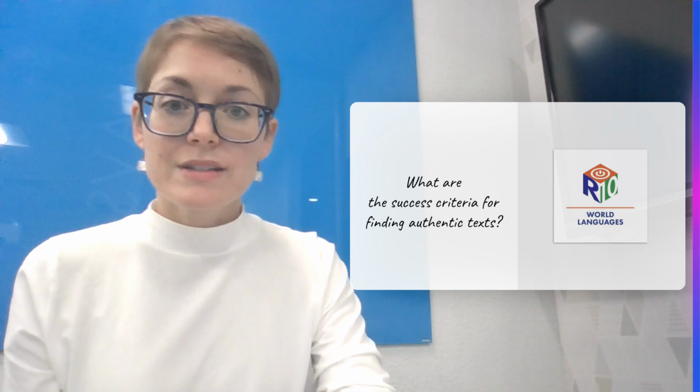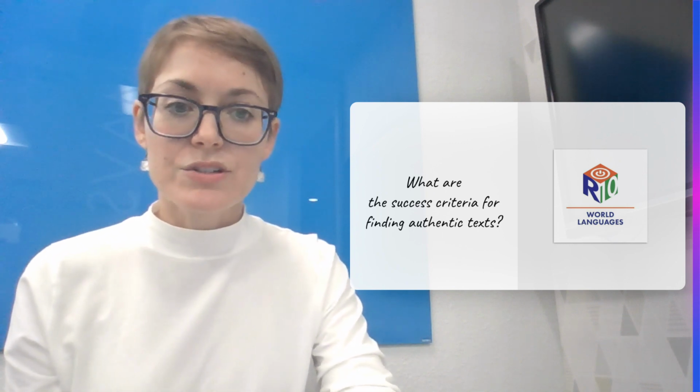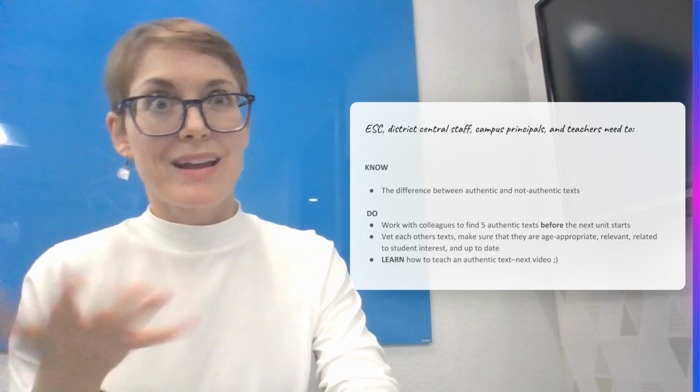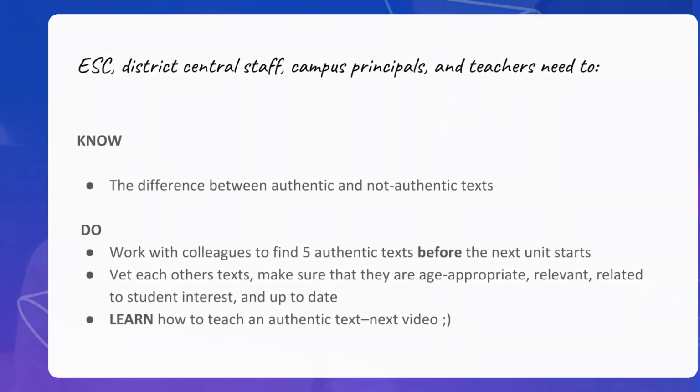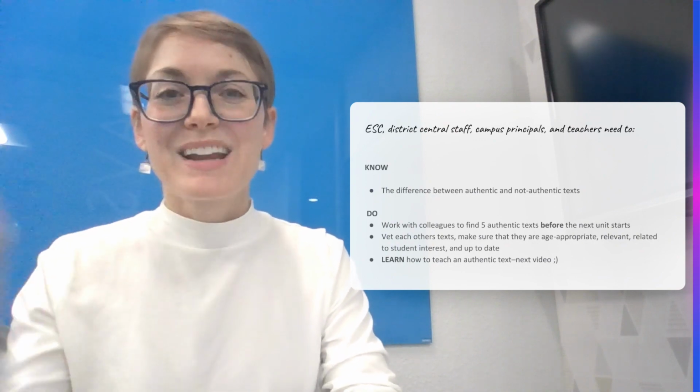So what are the success criteria for finding authentic texts? These are some good things to check if you're wondering how to know if you're doing this right. For your team, everybody needs to know the difference between an authentic and a not authentic text. Before your unit, you should work with your colleagues to find at least 5 authentic texts for your unit before the unit starts. In your PLC time, vet each other's texts and make sure they're age appropriate, relevant, etc. Then learn how to teach an authentic text, which you'll find in an upcoming video.